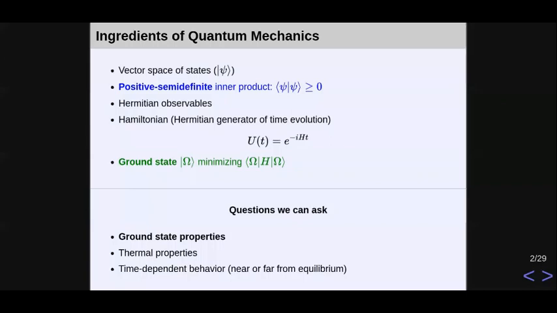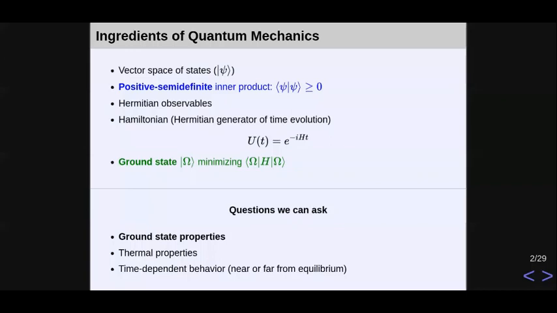Okay, so this is just a review of the ingredients of quantum mechanics. At risk of putting people to sleep, you have a vector space of states. You have an inner product which has to be positive semi-definite, a collection of Hermitian observables, one of which is the all-important Hamiltonian generating time evolution. And one of the states is singled out as special because it's the ground state, the lowest eigenstate of the Hamiltonian.